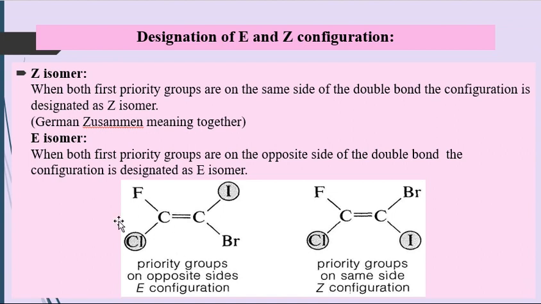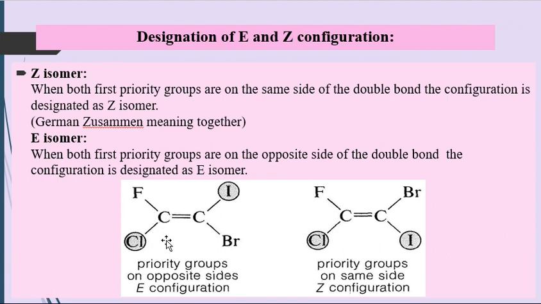Then E isomer: when both first priority groups, or in this case if we consider second priority, this is also correct, are on the opposite side of the double bond, the configuration is designated as E isomer. The same sequence rule used for R and S configuration is used here.